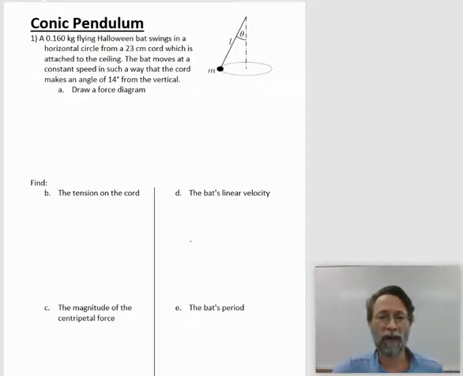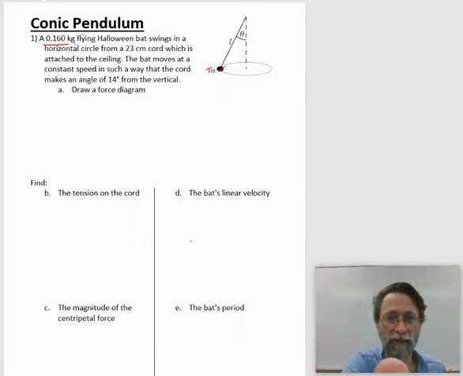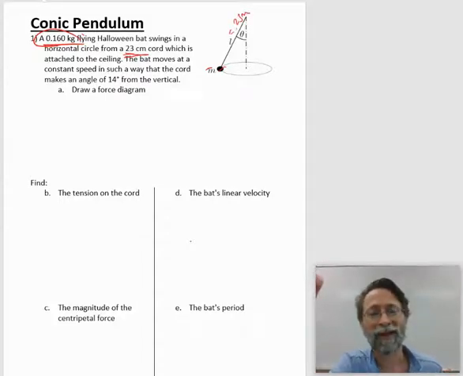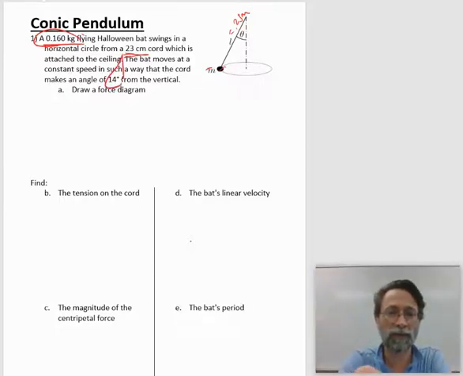And so we have this bat flying around the circle going this way, and it has a certain mass here. The length of the cord is this 0.23 meters, or 23 centimeters. And we know that once it gets going, it makes an angle of 14 degrees to the horizontal.